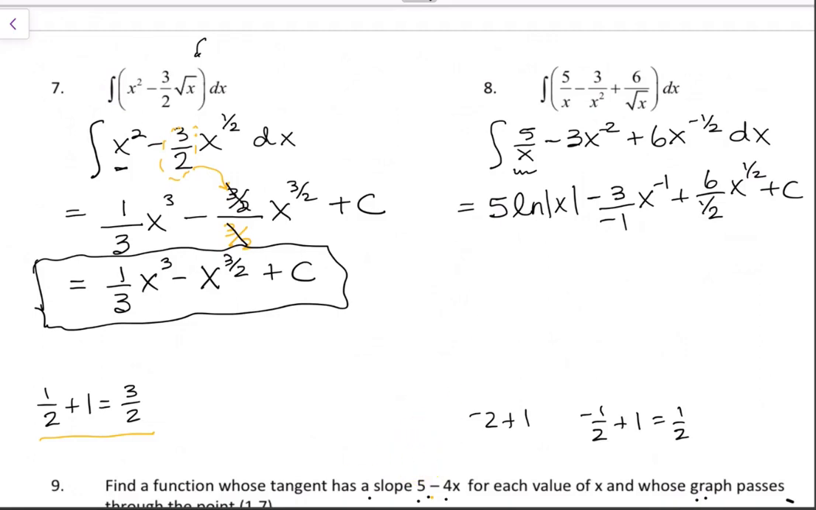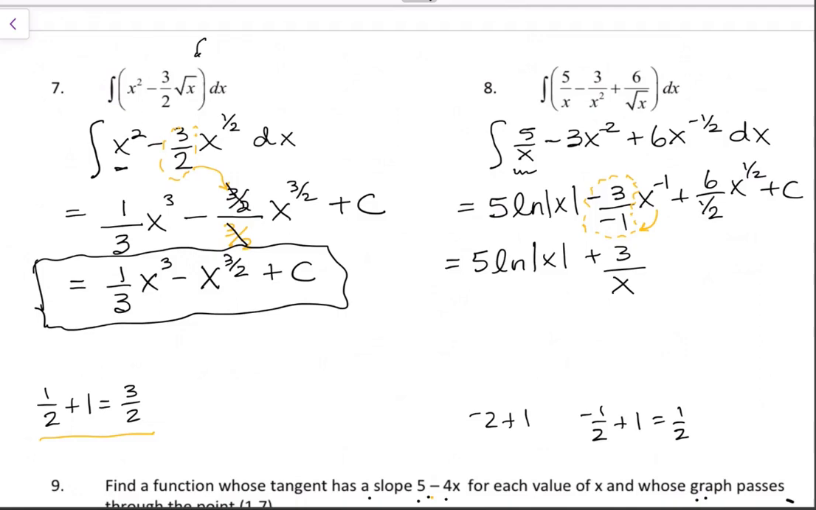Now, if we simplify this a little bit, we've got a couple coefficients to clean up and one negative exponent to move. So my first term is fine, 5 times the natural log of x. And now let's clean up this coefficient here. We can divide that and get a positive 3. And then we also want to move that x to the denominator. So this is going to be 3 over x.